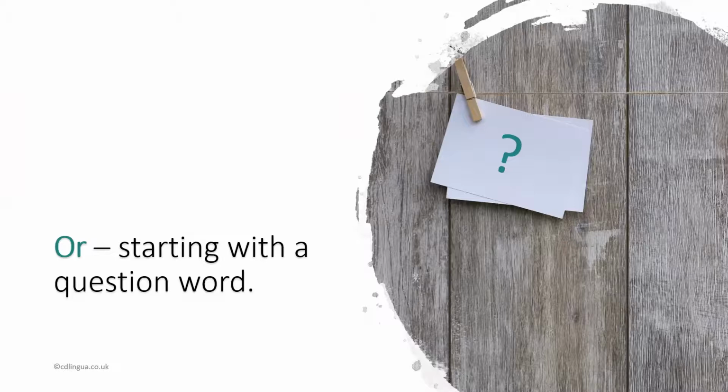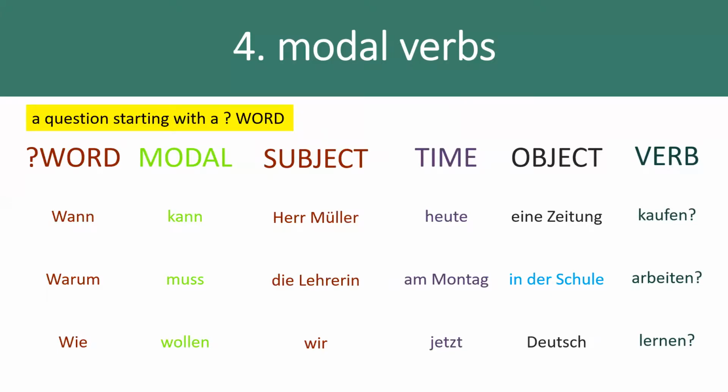Or we're starting the question with a question word. So again, in this case, the modal verb is in second place and the other verb comes at the end. So, wann kann Herr Müller heute eine Zeitung kaufen? So, they're very similar sentences as in module number 3. Yeah, so as you can see, we're building up onto the sentences from module 1 all the way to module 4. Warum muss die Lehrerin am Montag in der Schule arbeiten? Und wie wollen wir jetzt Deutsch lernen? In module 1 and 2 and a little bit in 3, I translated them all. Here I haven't translated them anymore. Also hier habe ich die gar nicht mehr übersetzt, aber in den Teilen 1 bis 3 sind sie auch übersetzt.